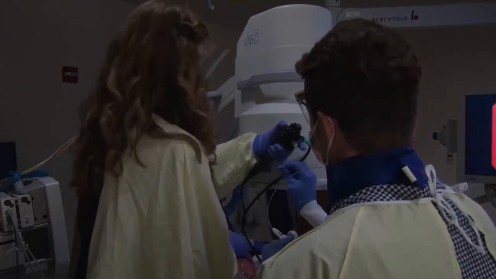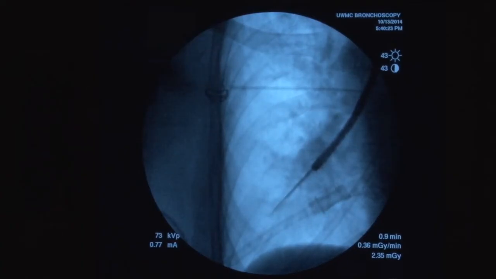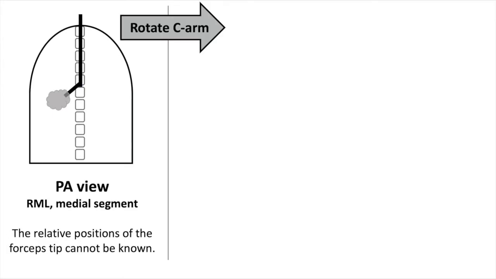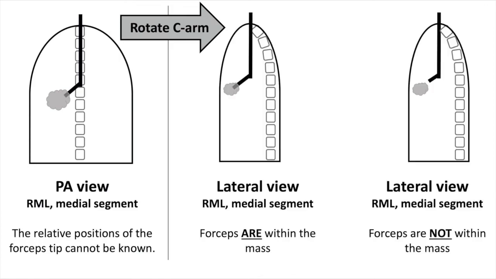An alternative approach that uses less radiation is to take a spot fluoro image right before taking the biopsy sample, just to make sure that the forceps appear to be in the correct location. If you are taking transbronchial biopsies from a mass, rotating the C-arm to take images in more than one direction may allow you to confirm that the forceps really are in the mass.